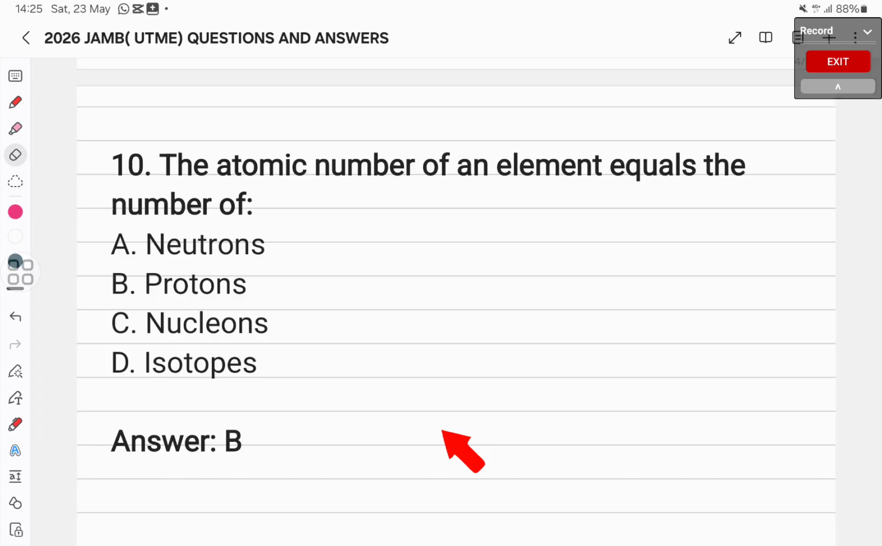For instance, if the nucleus of an atom of an element contains 10 protons, that means the atomic number is going to be 10. And let me also tell you the importance of the atomic number of an element. We use the atomic numbers of elements to arrange them on the periodic table.